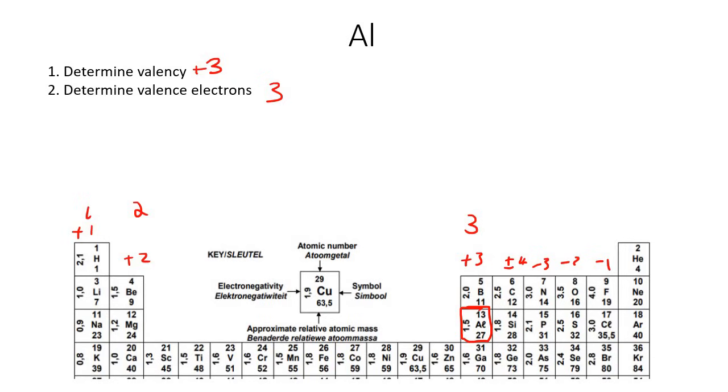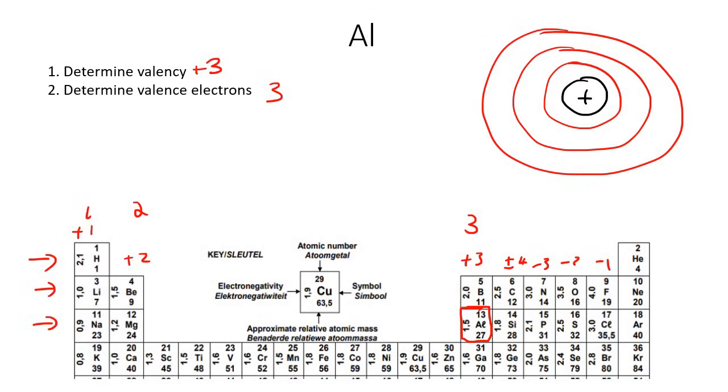Now, once again, if you wanted to draw it, then it's got a nucleus, which is positive. And then it's in row 3, so it's got 3 energy levels. In energy level number 1, it's got 2 electrons. In energy level number 2, it's got 8 electrons. And then in energy level number 3, it's got 3 electrons. So there we can see it's got 3 valence electrons, which are the electrons on the outside.